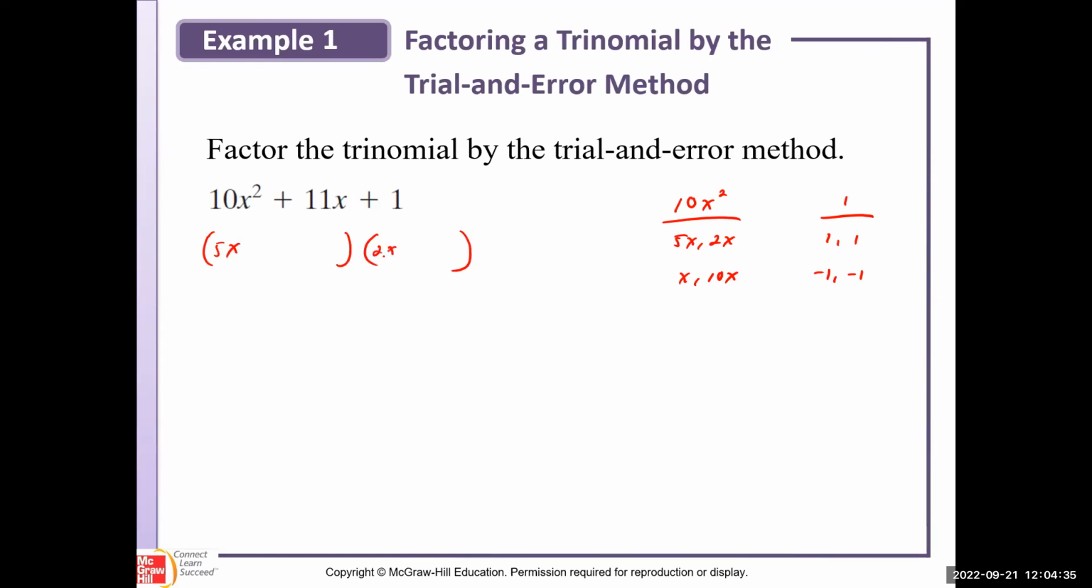So 10x squared. We have 5x and 2x. We have x and 10x, and then 1, 1, and then -1, -1. So we know that the 1 and the 1 doesn't work, right? So we're going to go ahead and try the -1. So 5x times 2x, again, we know that's going to be 10x squared. That's going to be -5x, -2x. That's not going to give me what I need.